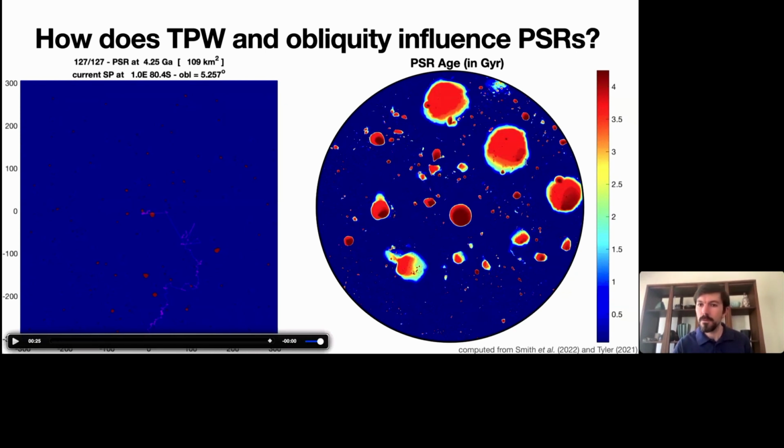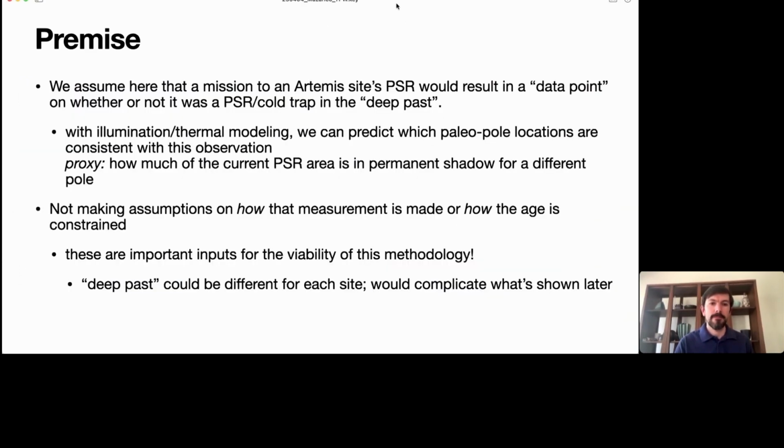Question in the chat. What do you think would be observational evidence for a paleo PSR? Ground ice at a particular depth or something else?